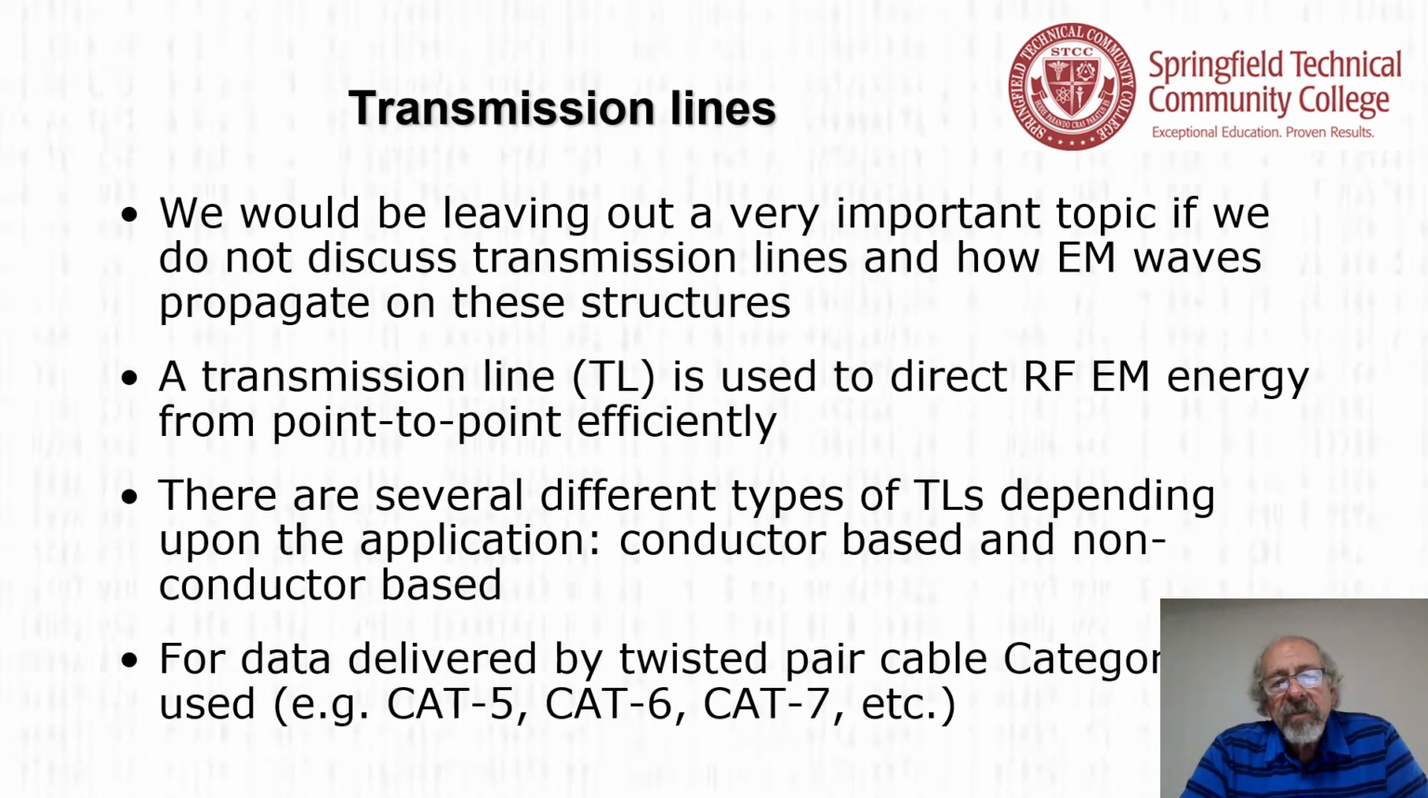Before we leave this topic, we should really take a look at the topic of transmission lines and how electromagnetic waves propagate on these structures. So a transmission line is used to direct RF electromagnetic energy from point to point efficiently. And there's a lot of lore about this. We're going to only cover it in a few slides, but nevertheless, there are different types of transmission lines depending upon the application, conductor-based and non-conductor-based. For instance, for data delivery by twisted pair cable, that is pairs of wires, category N is used. So we have category 5, category 6, category 7, for instance.